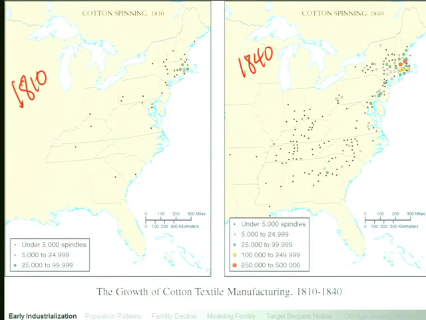So the diffusion in the northeast, there's both more where there had been spinning before, and it's also migrating throughout the area. There's also a little bit of cotton spinning here in the south. A lot of cotton, however, is exported to the north and then spun into cloth in the north. All right, now on to the population question.